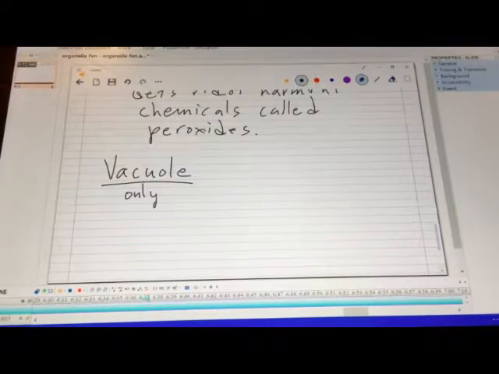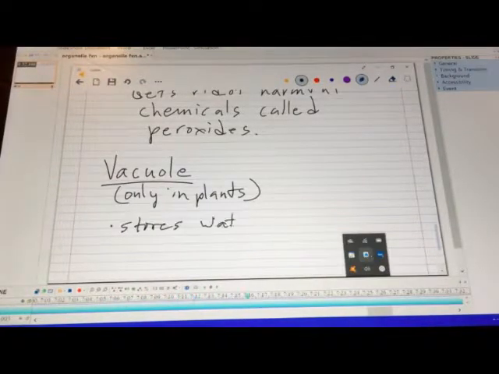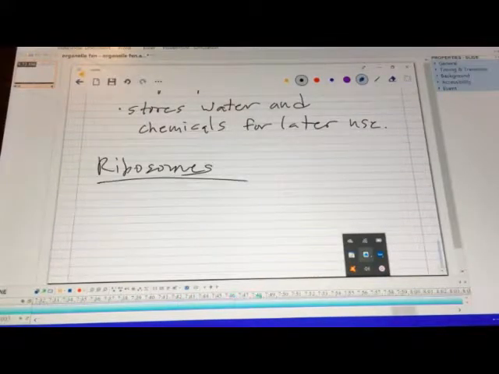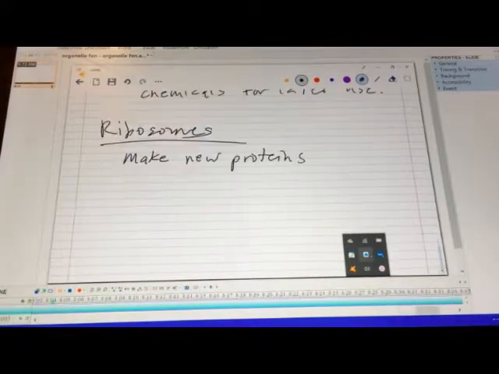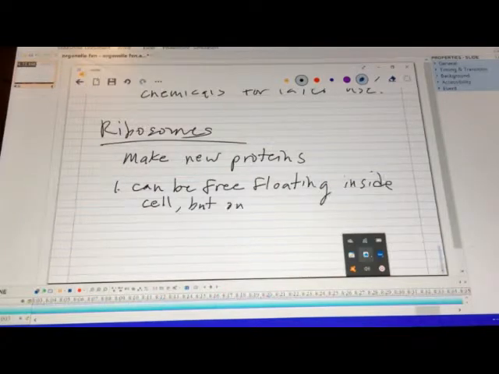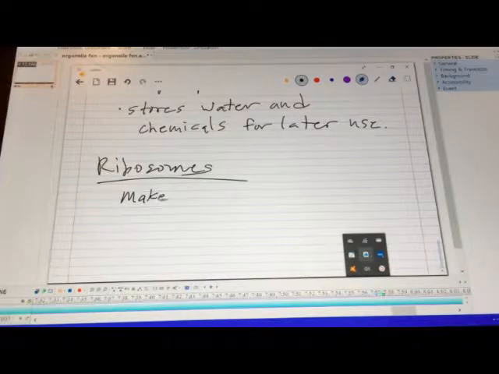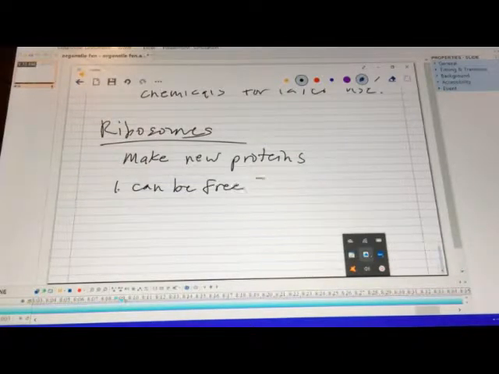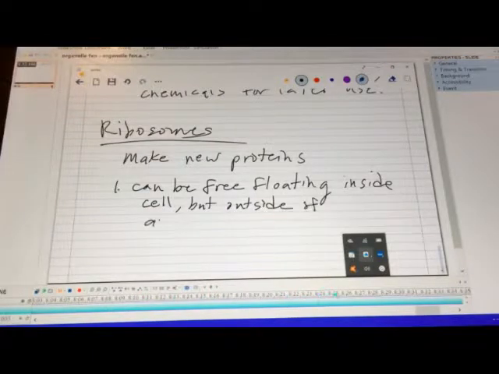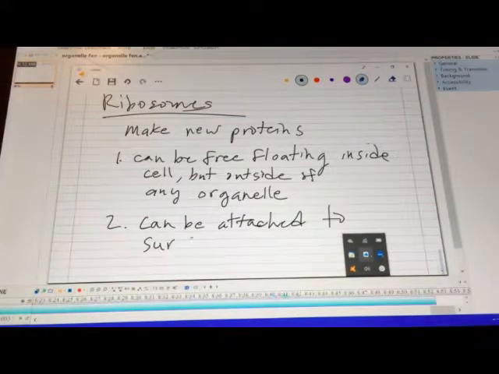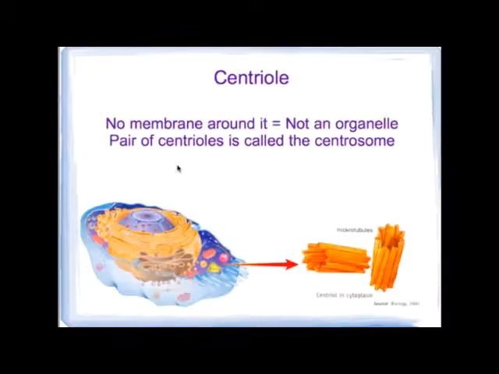The vacuole, which is only in plants, is special in that it stores water and chemicals for later use. The vacuole is responsible for taking in a lot of water and causing the plant cell to swell and enlarge. Ribosomes make new proteins. Ribosomes can be free floating inside the cell, but outside of any other organelle. And ribosomes can be attached to the surface of the rough ER.